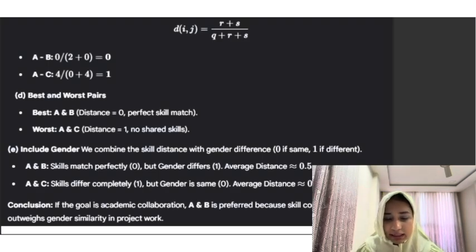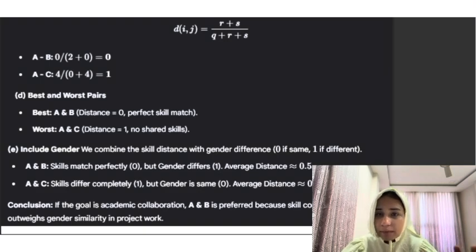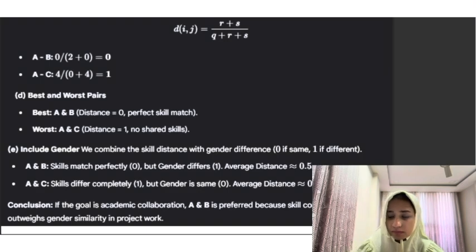So A and B skills match perfectly, 0, but gender differs. A is a male, B is a female. So their skills are matching perfectly. Distance is 0, but the gender is different. So 0 is put in place if it is same, and 1 if it is different. So skills are matching means 0, but gender is different. So it is 1. Now, the average distance becomes 0.5, which is 0 plus 1 by 2, 0.5.